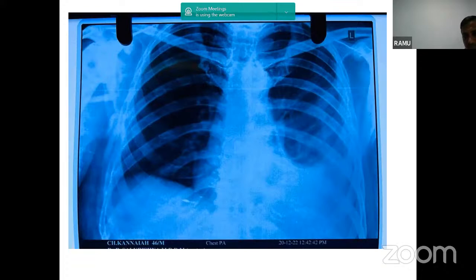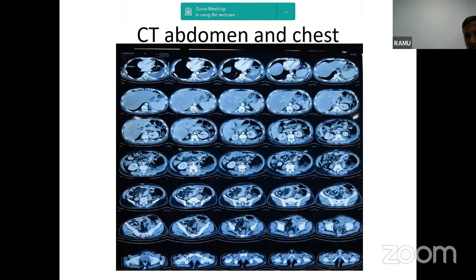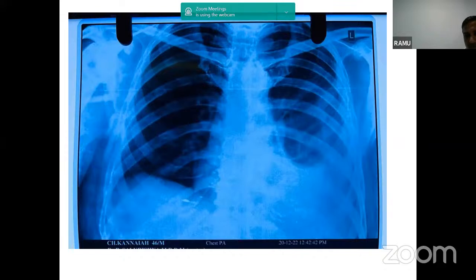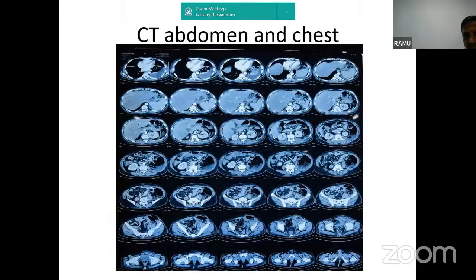there is a left side effusion. After discharge he continued to drink alcohol, so he developed a pleural effusion. What we can say is that this is a recurrence of pleural effusion, an alcoholic pancreatic pleural effusion. This is the CT where this patient also underwent a necrosectomy.